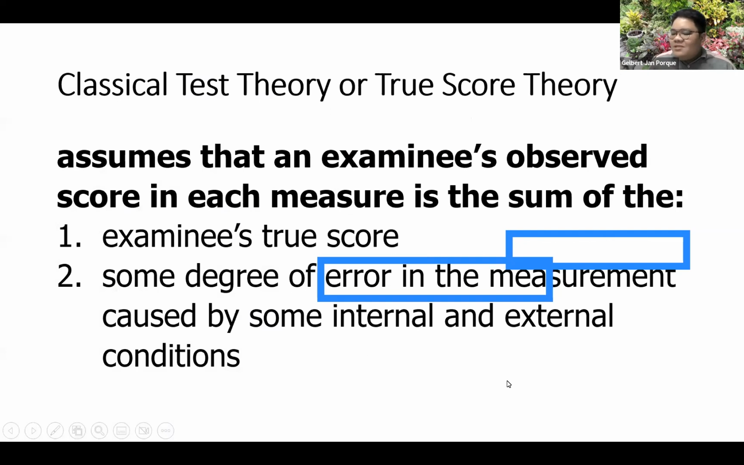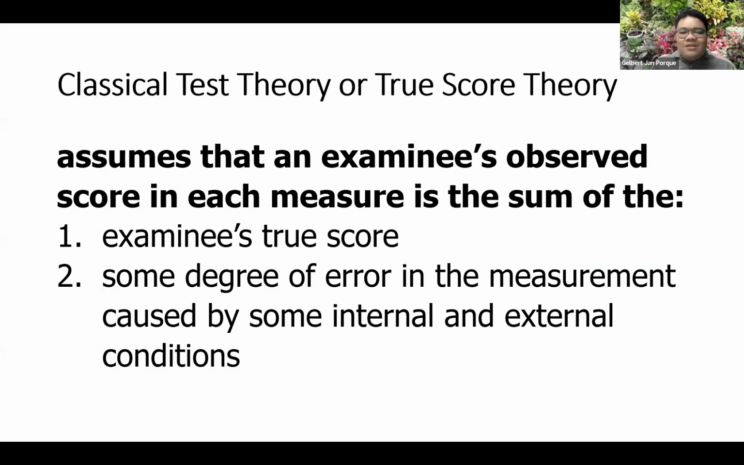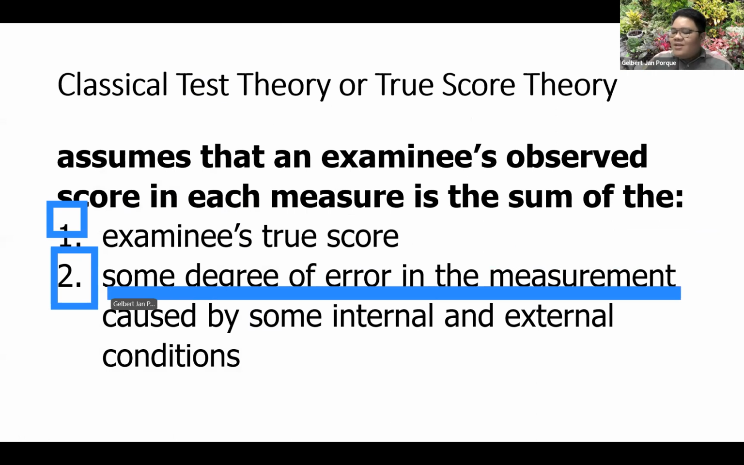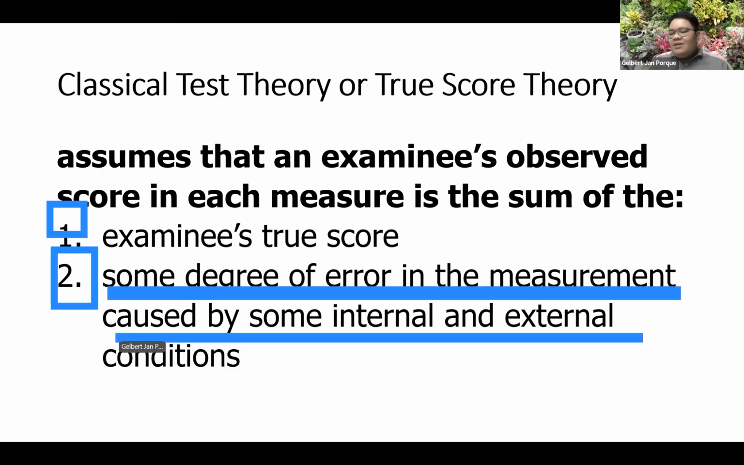According to this theory, it assumes that an examinee's observed score in each measure is the sum of, number one, the examinee's true score. And then the second one, class, is some degree of error in the measurement caused by some internal and external conditions. Okay? Now, look at that. Your CTT acknowledges that there could be some error in the measurement that we are having.